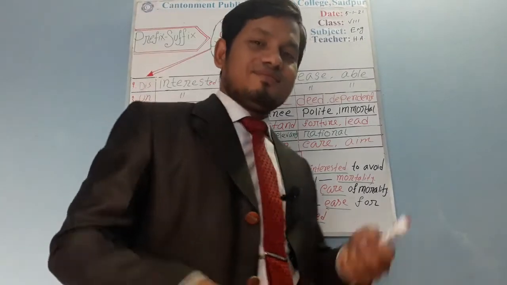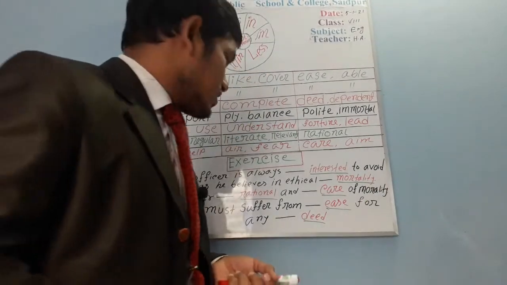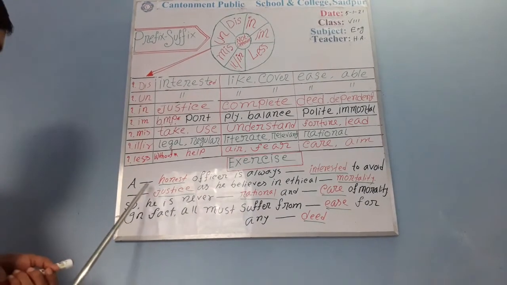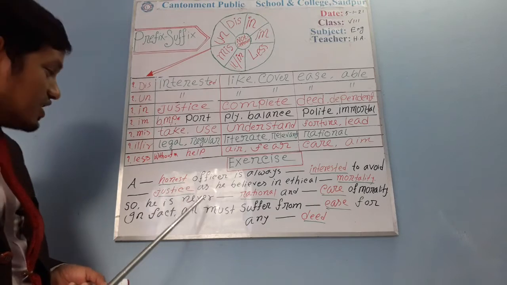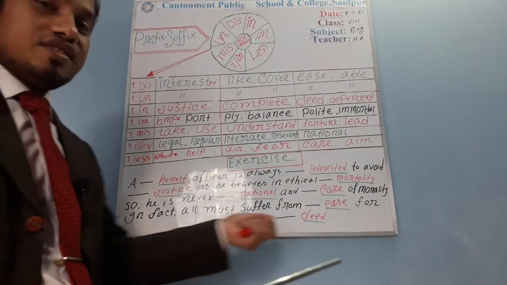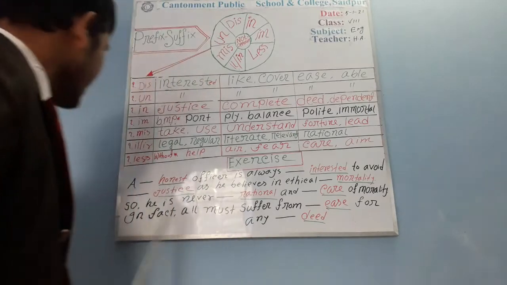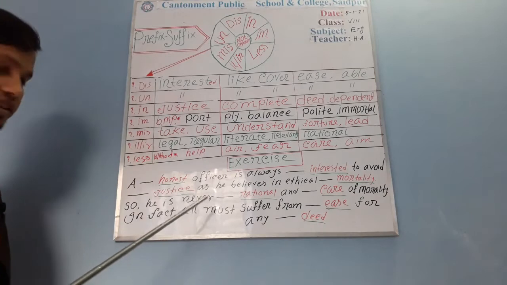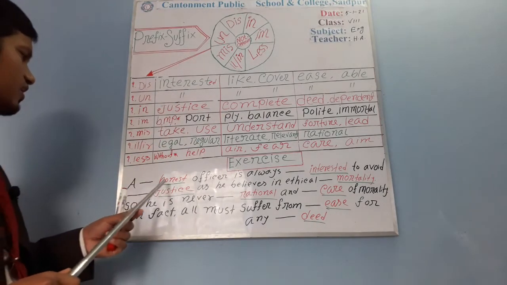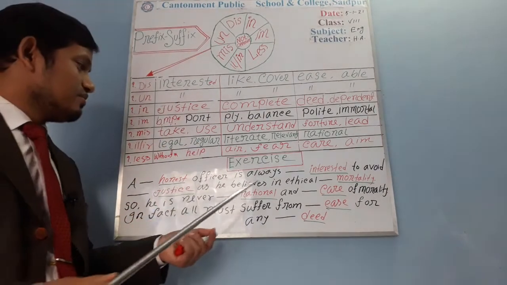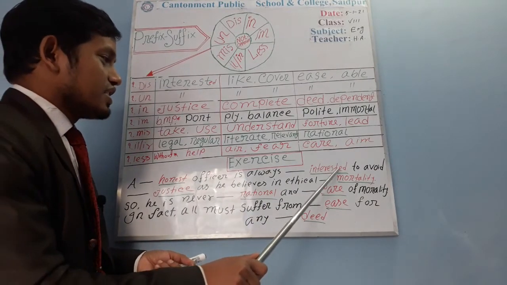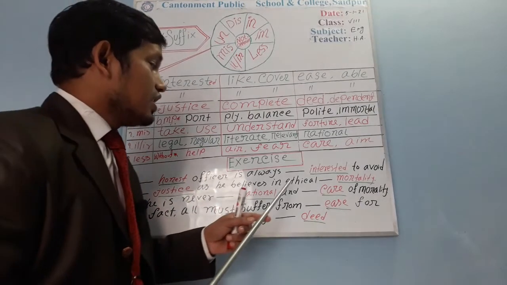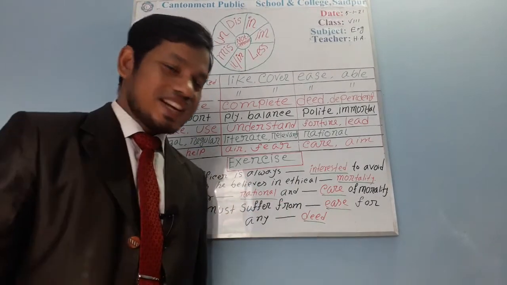Okay, let's get practice, have a better practice. I want to give you now an exercise. You can see, learners, here you should change the words which are written here in red color. Okay, honest officer is always. Which honest should be here among all? Honest officer is always interested to avoid justice as he believes in ethical morality, right?